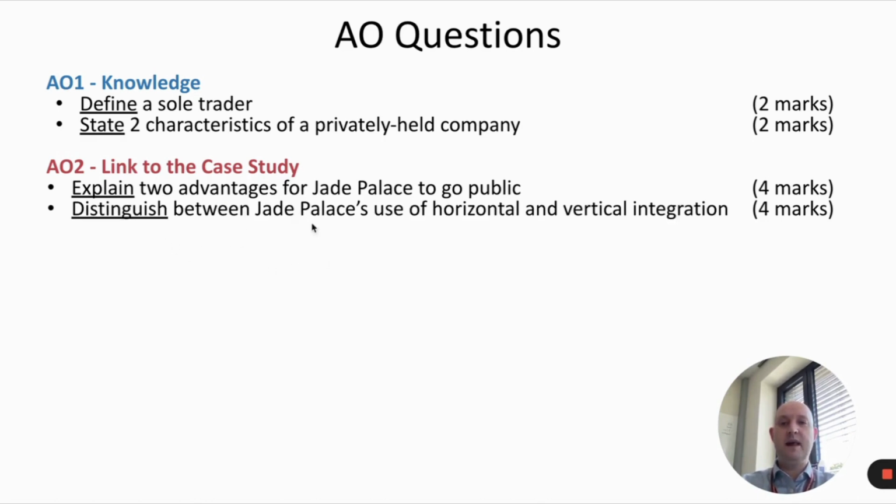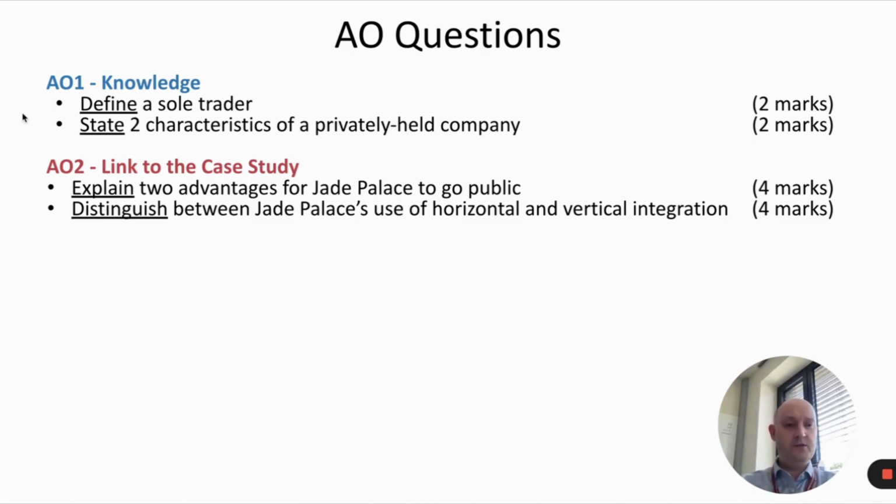Distinguish between J Palace's use of horizontal and vertical integration. Again, the knowledge, you need to know what horizontal and vertical integration are. But with AO2, you need to link it to J Palace. Now, you might be wondering what J Palace is, but this is a case study I use with my students. It's one page of A4. You get one page of information related to J Palace, and then you use parts of the case study to help you answer that question.